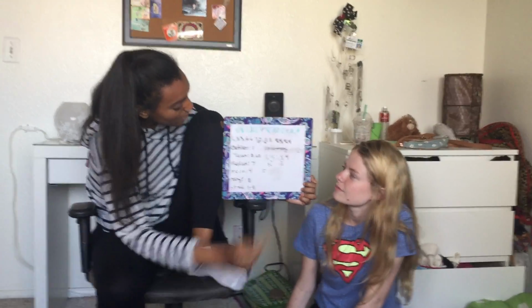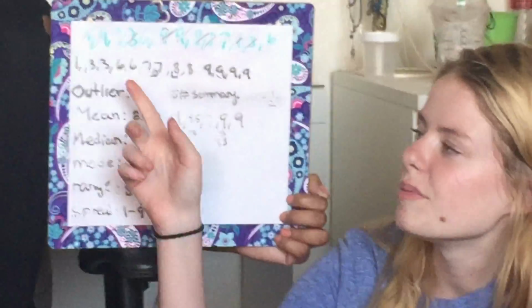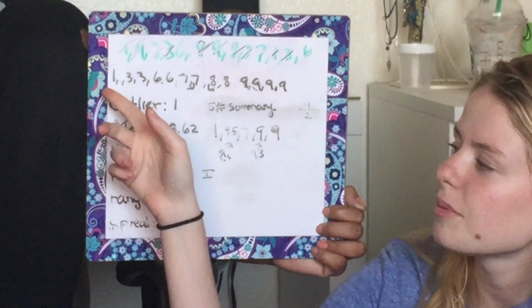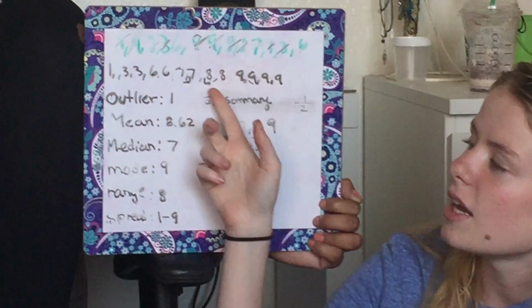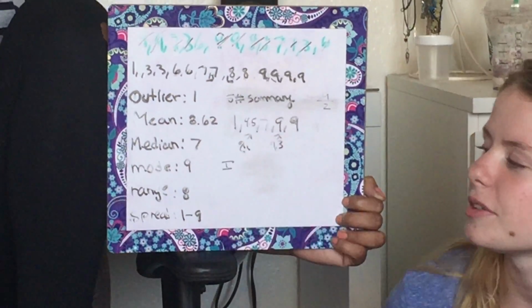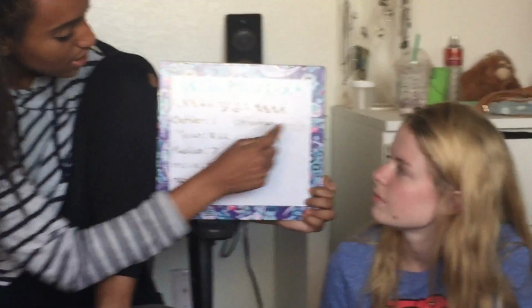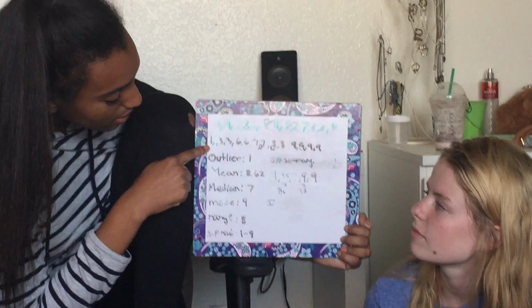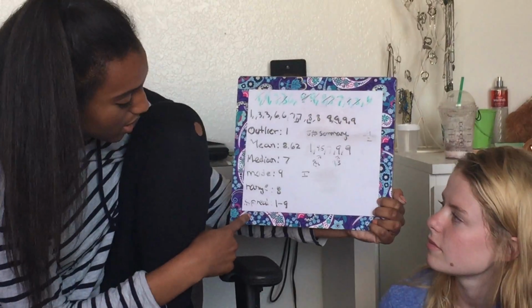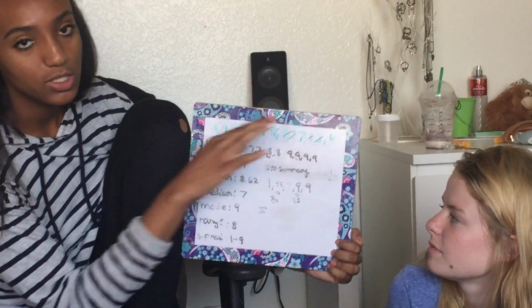Okay, so for the first problem we have a set of numbers, and first we want to arrange them in order. The outlier is the one that's furthest away from all the other numbers, the one that's not like the others. The mean is when you add up all of the numbers and then divide by how many numbers you have, and the median is when you list them in order. The mode is the highest number, and the range is the largest number minus the smallest number, and the spread is from the lowest number to the highest number.